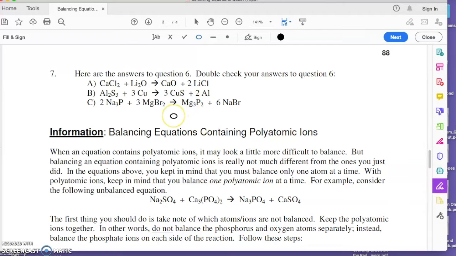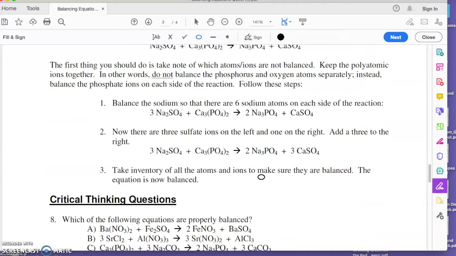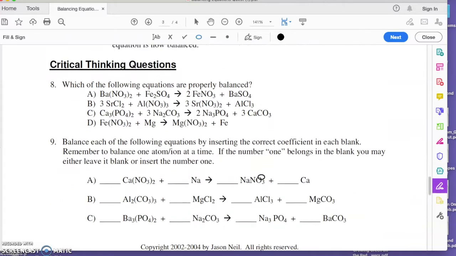Here are your answers to question 6. And again, I balanced them, but you can double check. If it's a polyatomic ion, you keep them together if it's on both sides, so like SO4 here, SO4 here, when I do my count, I keep them together. PO4, PO4, I keep them together. And I'll show you again examples on how to do that.